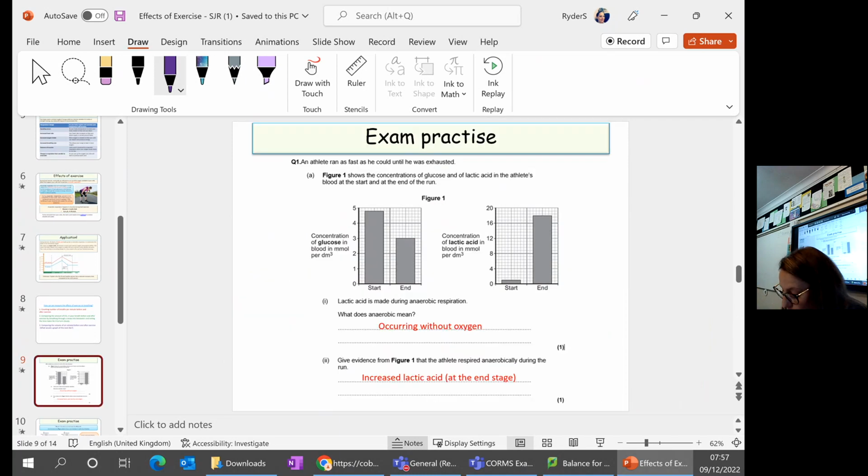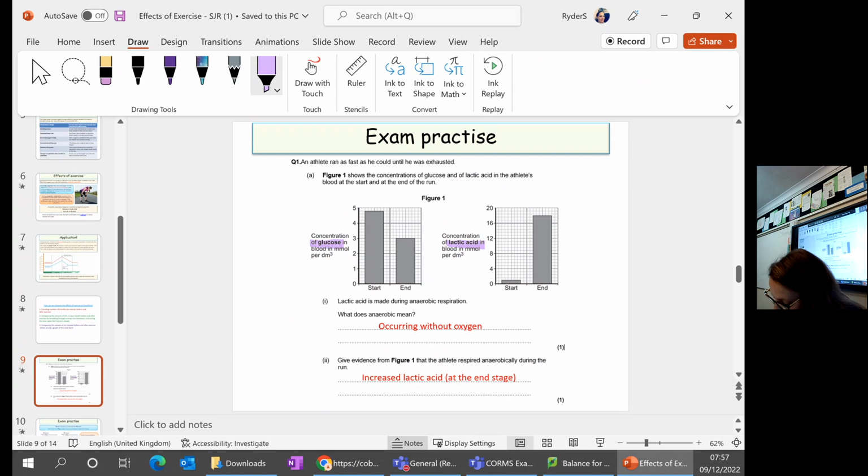Okay. Now, the rest of this, I did say that I was going to go through some exam practice. So I will start with the exam questions that we didn't get to in this lesson. Essentially you had these exam questions, which were nice and easy. The first one said, for example, an athlete ran as fast as he could until he was exhausted. And then you've got two graphs. You've got a graph that says the concentration of glucose in the blood and the concentration of lactic acid in the blood on the right-hand side, okay? So the question then says lactic acid is made during anaerobic respiration. What does that mean? That's just asking for a definition, okay? Occurring without oxygen.